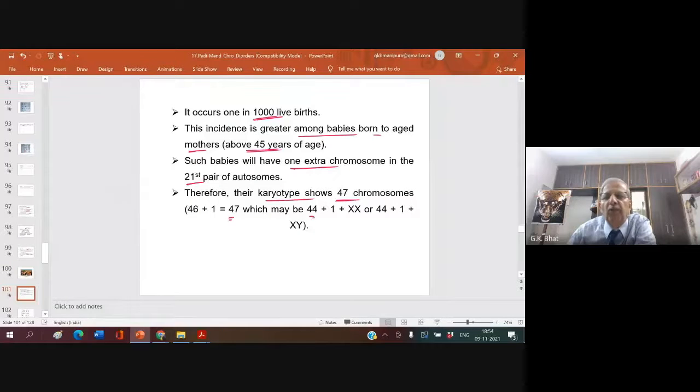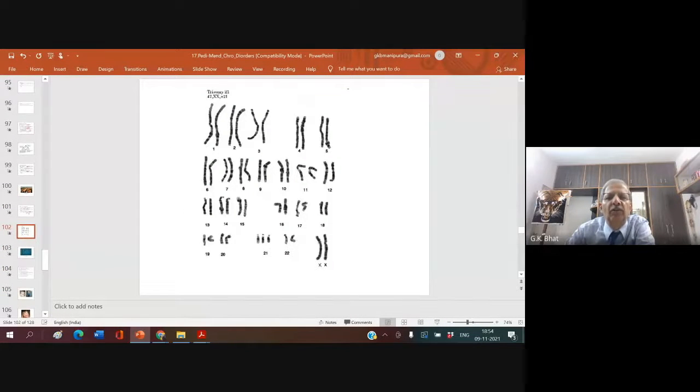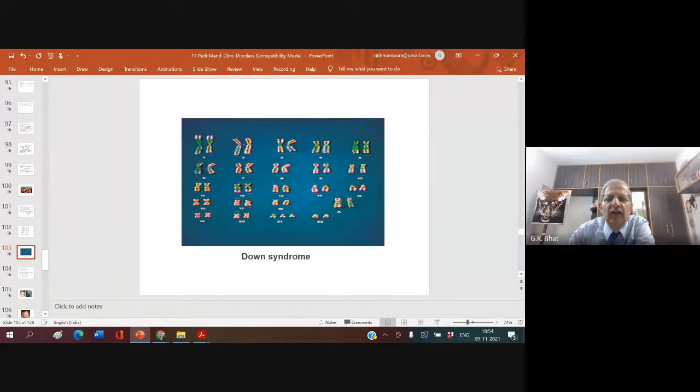It may be 44 plus 1 plus XX. What is this one? The extra chromosome, the third one at 21. Or 44 plus 1 plus XY. So it can be male or female. Please remember one of the most important features of a Down syndrome individual. This is the karyotype of that.